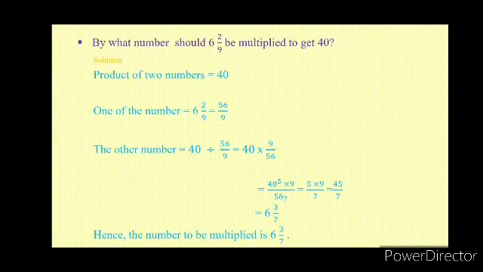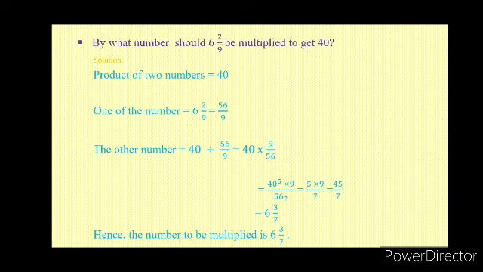And the next example, by what number should 6 2 by 9 be multiplied to get 40? That means you have to multiply a number with 6 2 by 9 and the answer should be 40. That is, the product of two numbers is 40. In that, one number is 6 2 by 9. When you convert it into an improper fraction, we get 56 by 9.